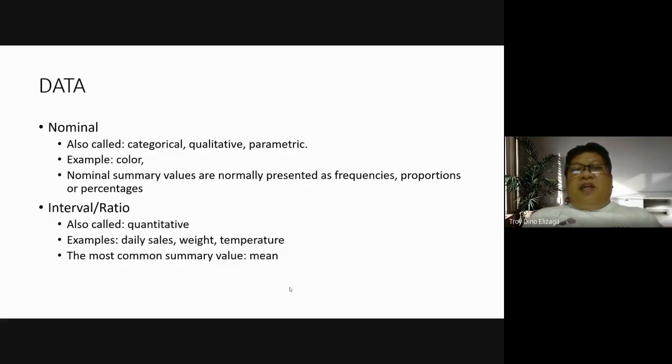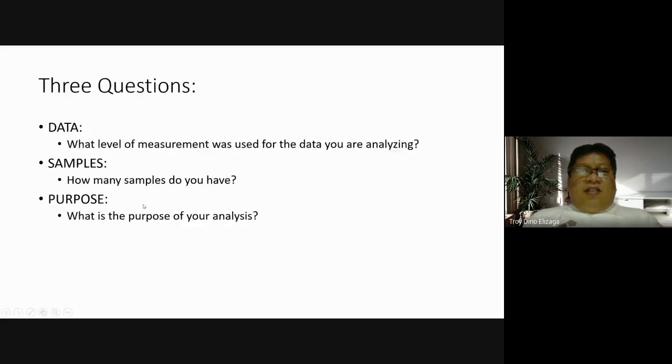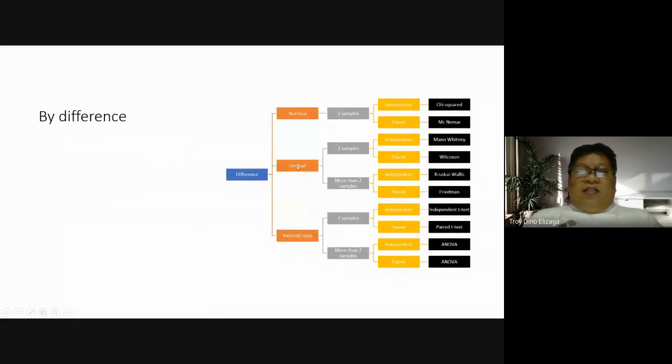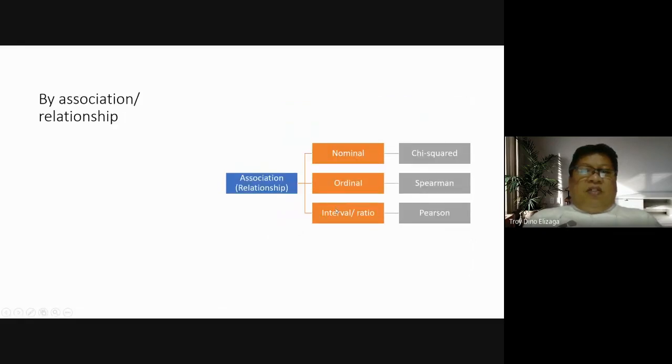In terms of data, there are just two types of data, nominal or interval ratio. When we go back to the slides earlier, there is also ordinal data aside from nominal and interval. But I will limit my presentation now to nominal and interval because ordinal is a bit special, and it's not as frequently used as nominal and interval ratio.